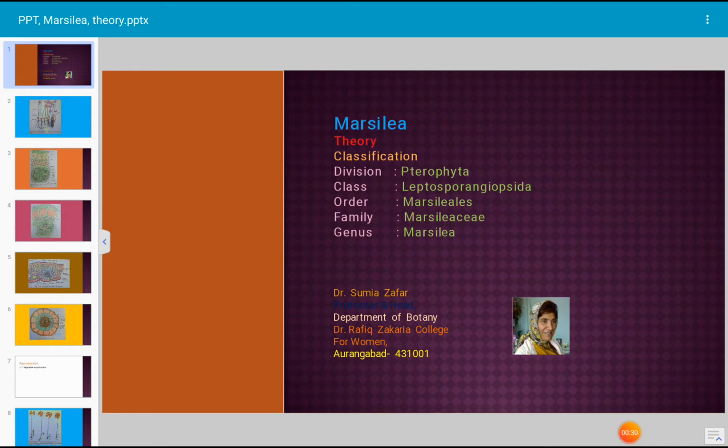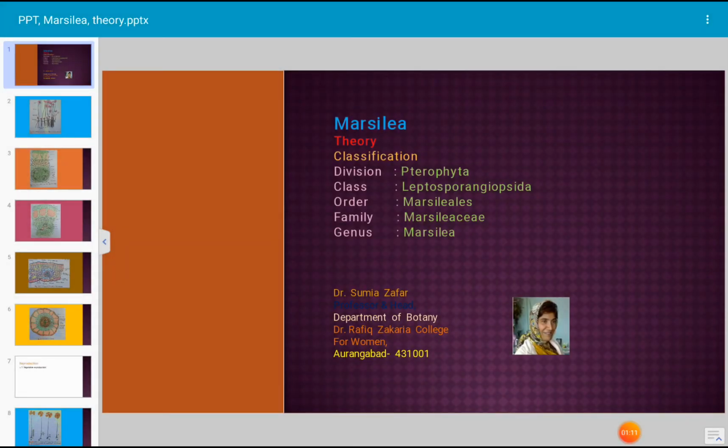Marsilea is a heterosporous plant because it produces two types of spores. The sporangia of these are produced within special structures which are known as sporocarps. The spore producing structure of Marsilea is known as a sporocarp. Each sporocarp possesses many sori which bear microsporangia and megasporangia.